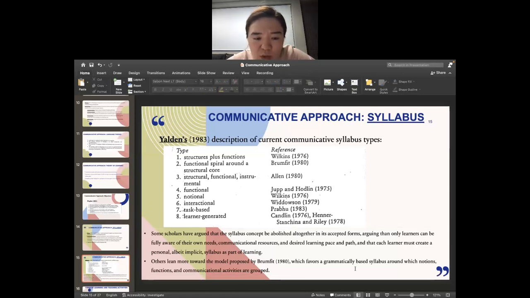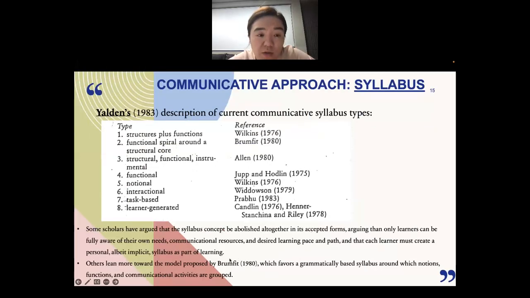Let's move on. Others lean more toward the model proposed by Brumfit, which is the functional spiral around the structural core, which favors the grammatically based syllabus around which notions, functions, and communicational activities are grouped.